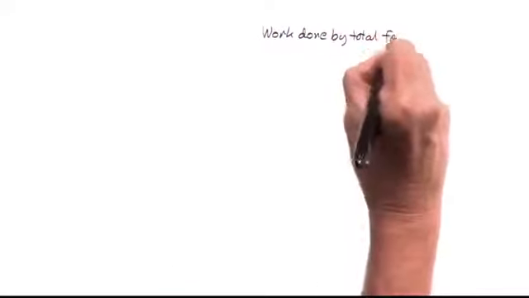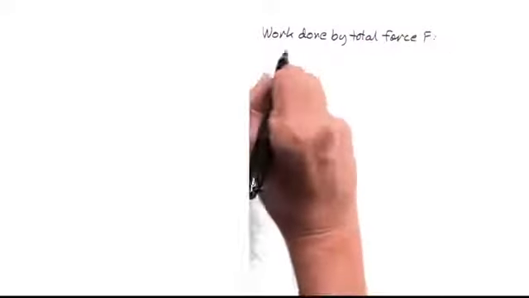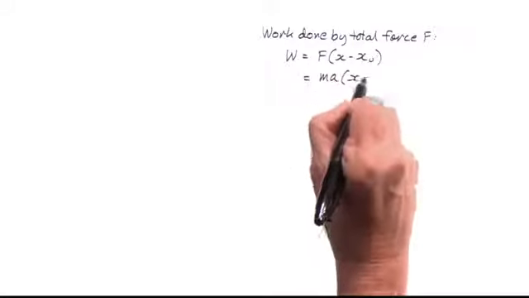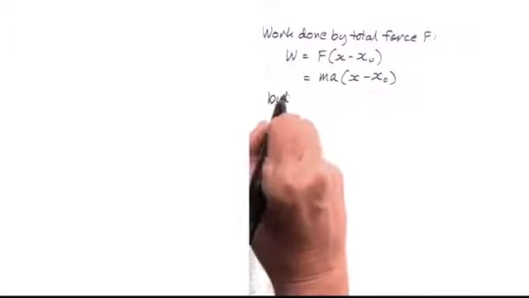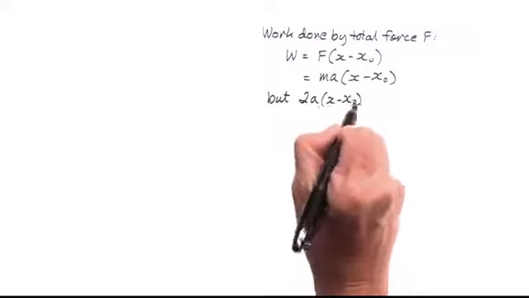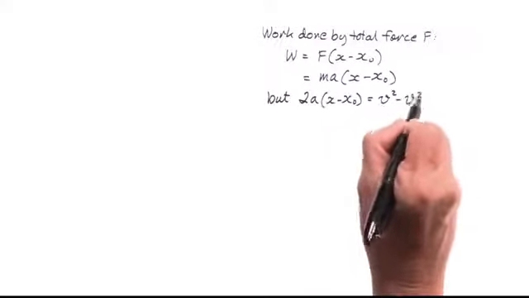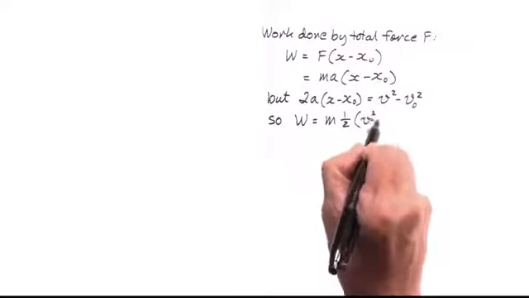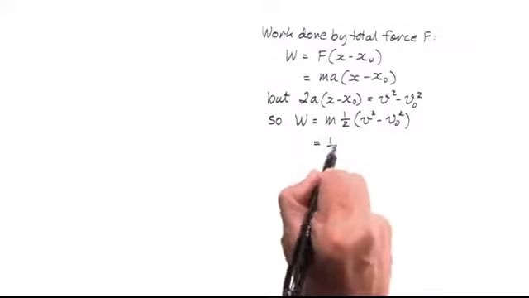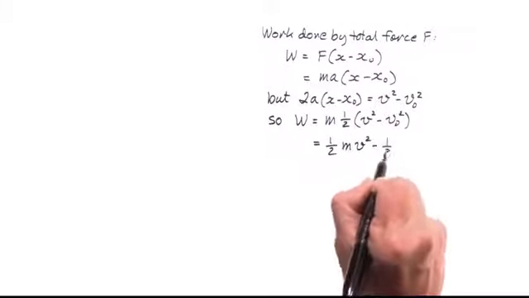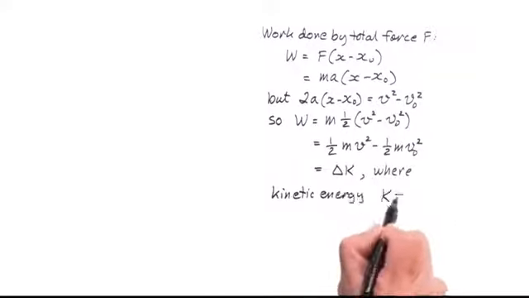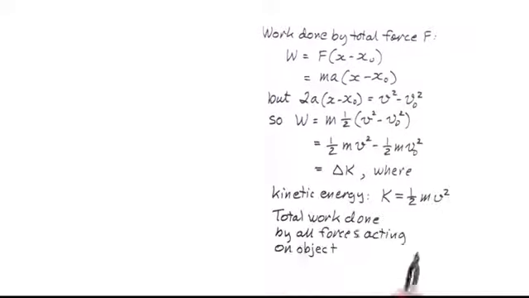Remember what we've just done. In one dimension, work equals total force times the distance. But for constant acceleration, our kinematics equation 3 said 2a times distance travelled equals v squared minus v0 squared. Substituting that gives work equals change in a half mv squared. So we define half mv squared to be the kinetic energy, and now we can say work done by all forces acting on the object equals increase in its kinetic energy.